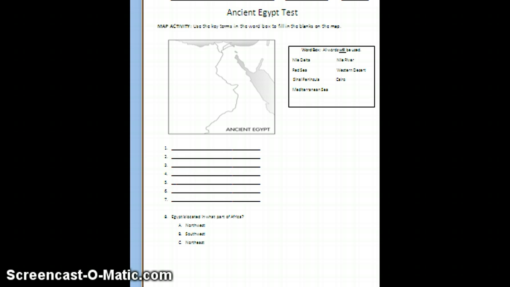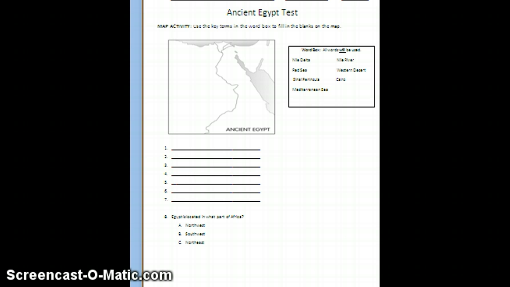Number 9. Why did the Egyptians create a social hierarchy? A. They believed that a well-ordered society would create chaos within the society. B. They believed that a well-ordered society would keep their kingdom strong. C. They believed that a well-ordered society would scare off enemies.